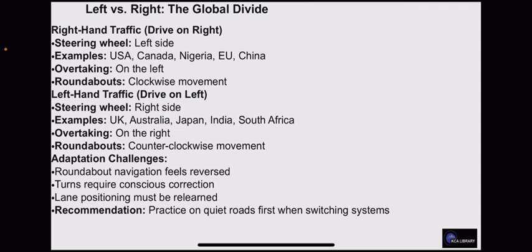Now we're in a situation where we have left hand traffic. In this scenario, we drive on the left, so the steering wheel is mostly at the right side. That is the opposite of countries like USA and Nigeria that we mentioned initially. Examples of countries practicing this are UK, Australia, Japan, India, South Africa, and the likes. Overtaking is always on the right and not on the left, unlike Nigeria and USA. The roundabout has counter-clockwise movement.